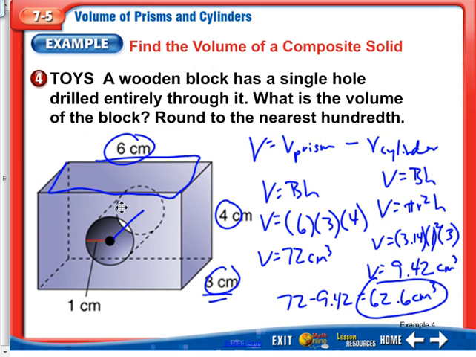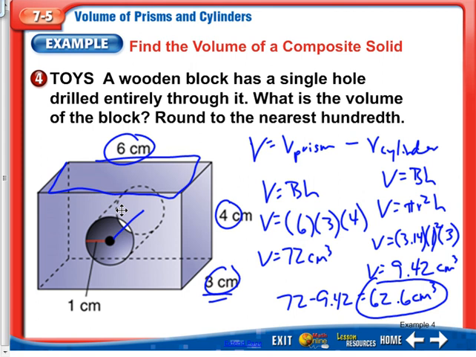So what we did was we found the volume of the rectangular prism and we subtracted the volume of the cylinder that was drilled out. That's our last example for lesson 7-5.